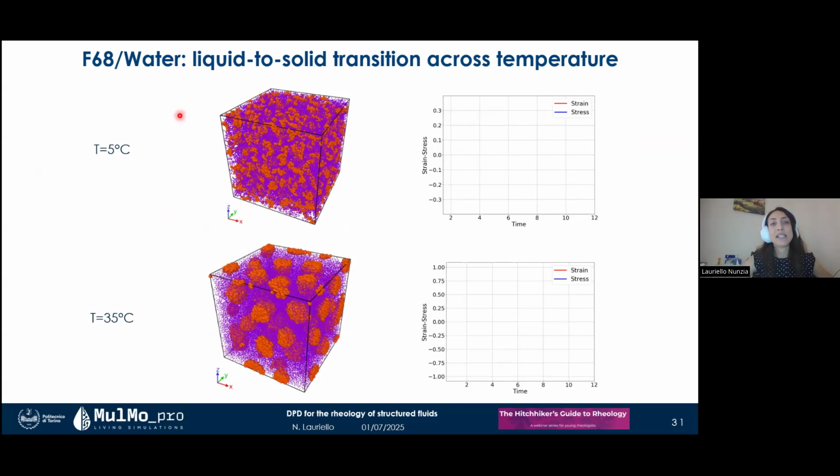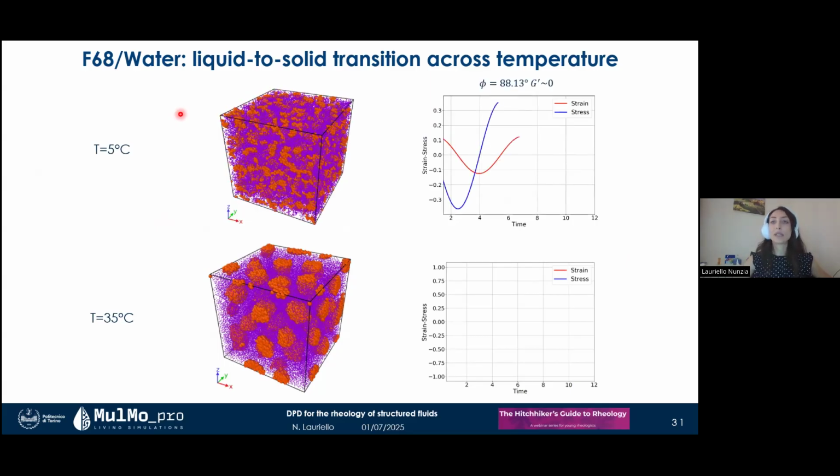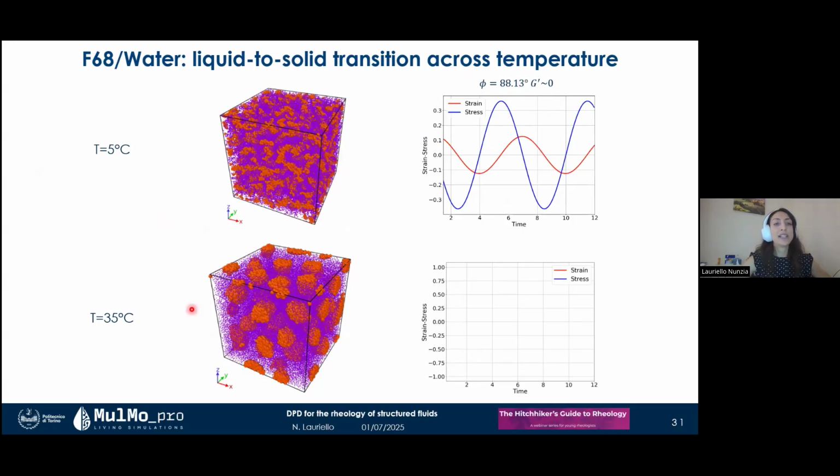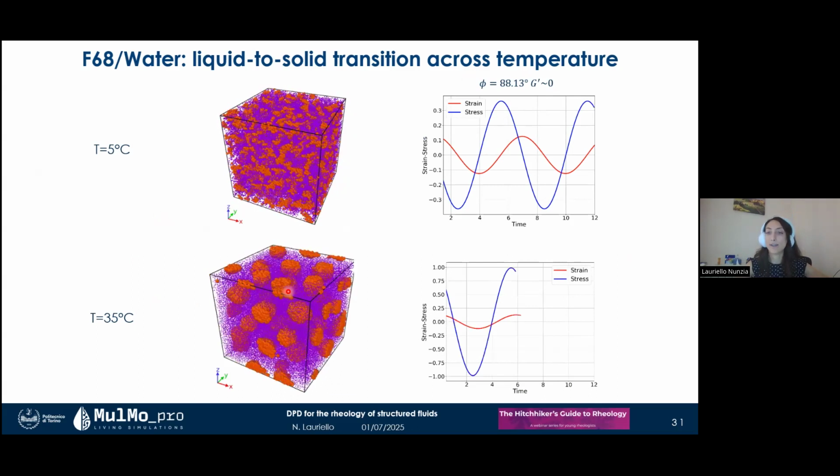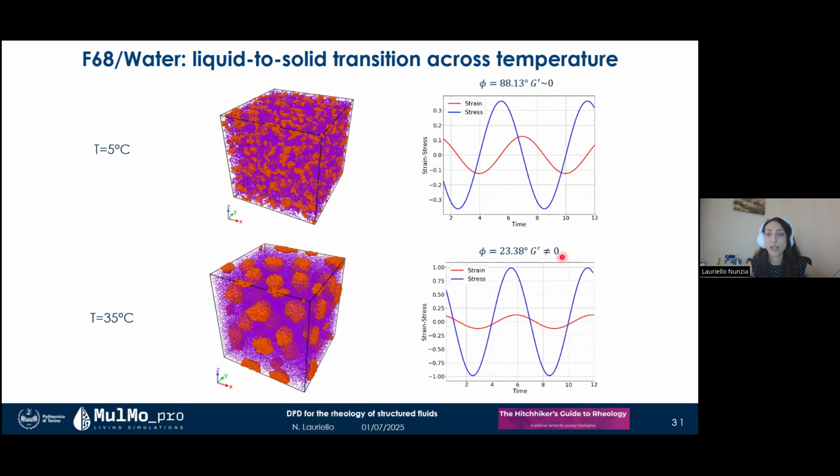At 5 degrees Celsius, we are able to see the formation of a disordered domain as expected, and the strain stress curves are typical of a purely viscous fluid, where the elastic component is almost zero as expected. Increasing the temperature to 35 degrees Celsius, we can see the formation of an ordered domain as expected, and the strain stress curves are typical of a viscoelastic fluid, where the elastic component becomes different from zero.